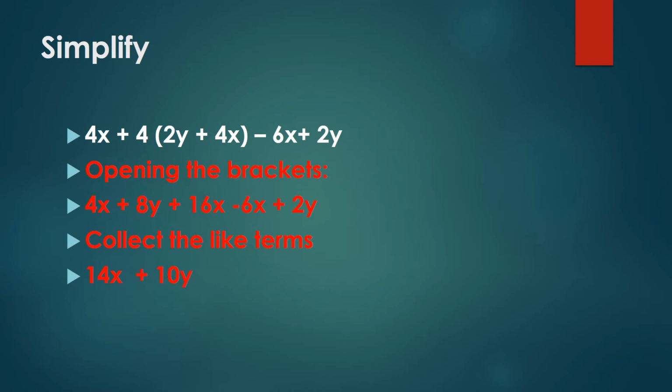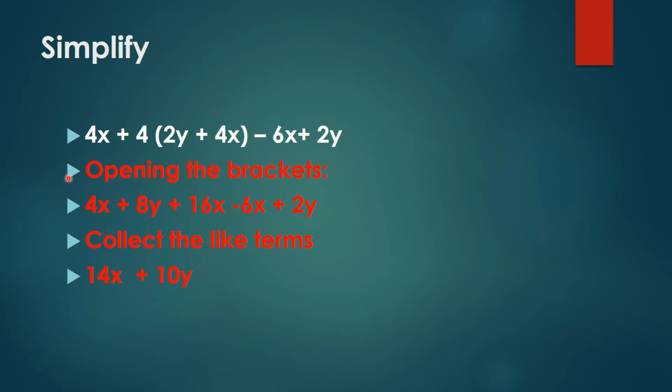Another question for us to simplify is 4x plus 4 into bracket 3y plus 4x, minus 6x plus 2y. In this question, there are some numbers which are not inside the bracket. You leave them like that. But anytime you see brackets and there's a number out here, you need to open the bracket. So let's open the bracket first before we collect the like terms.